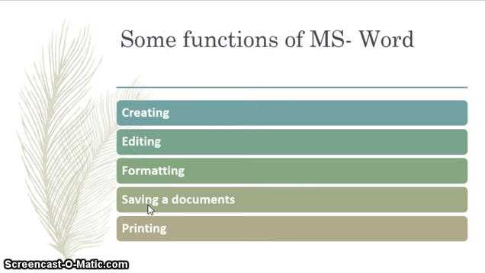Then next is saving a document. After creating a document, editing it, and changing the appearance, you can save it for later use also. If you want to use a document which you have created months back, 2 or 3 months back, then also you can use that document because you have saved it. And last is printing.